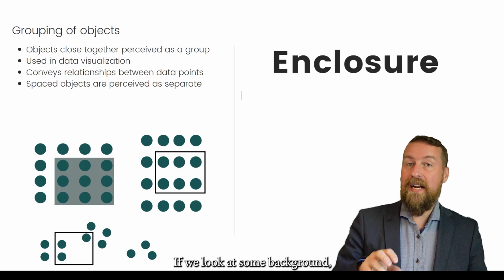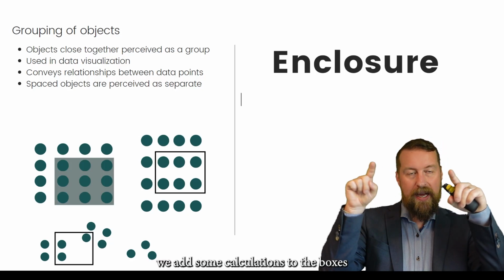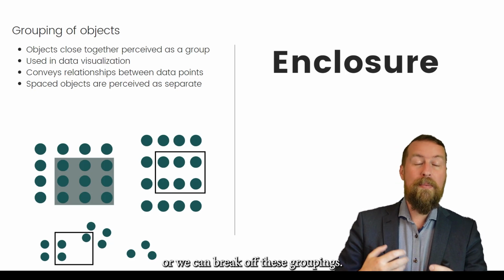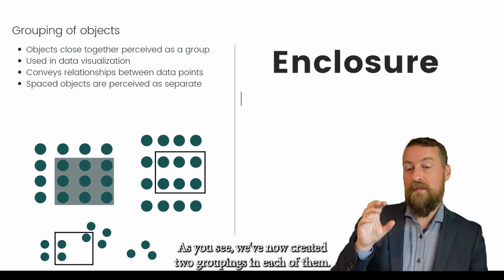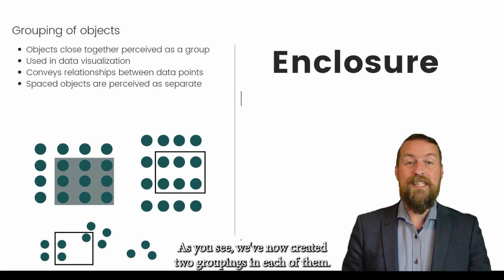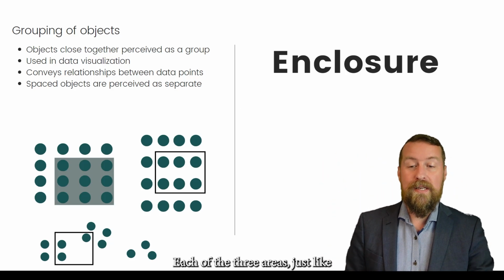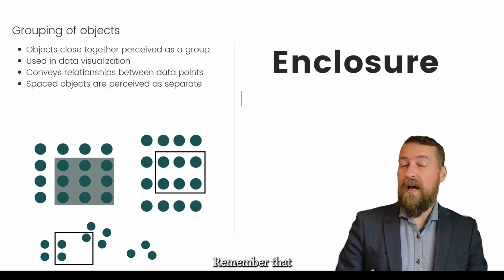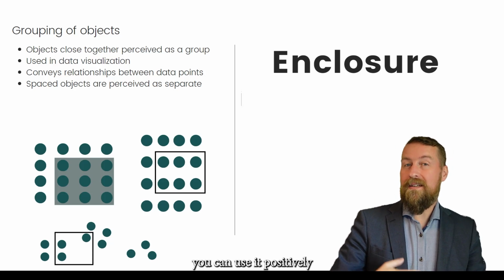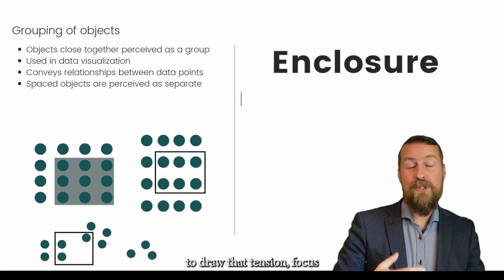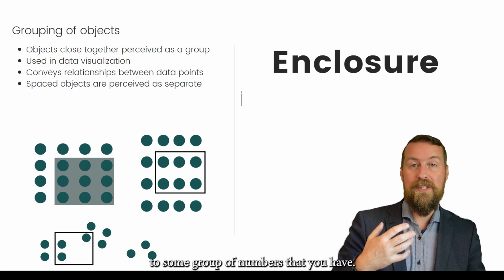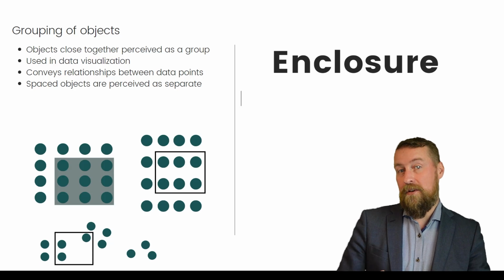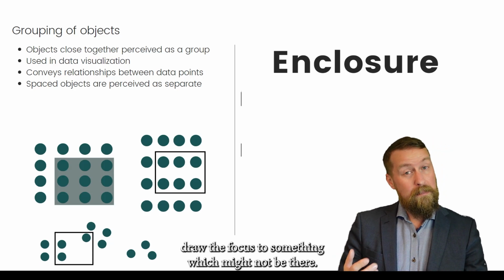If we then add some background, we add some encapsulations, some boxes rather, we can then break up these groupings. As you see, we've now created 2 groupings in each of the 3 areas, just by changing the background or putting a box around it. Remember that you can use it positively, draw the attention focus to some group of numbers, data that you have. Or if you don't think about it, you might inadvertently draw the focus to something which might not be there.